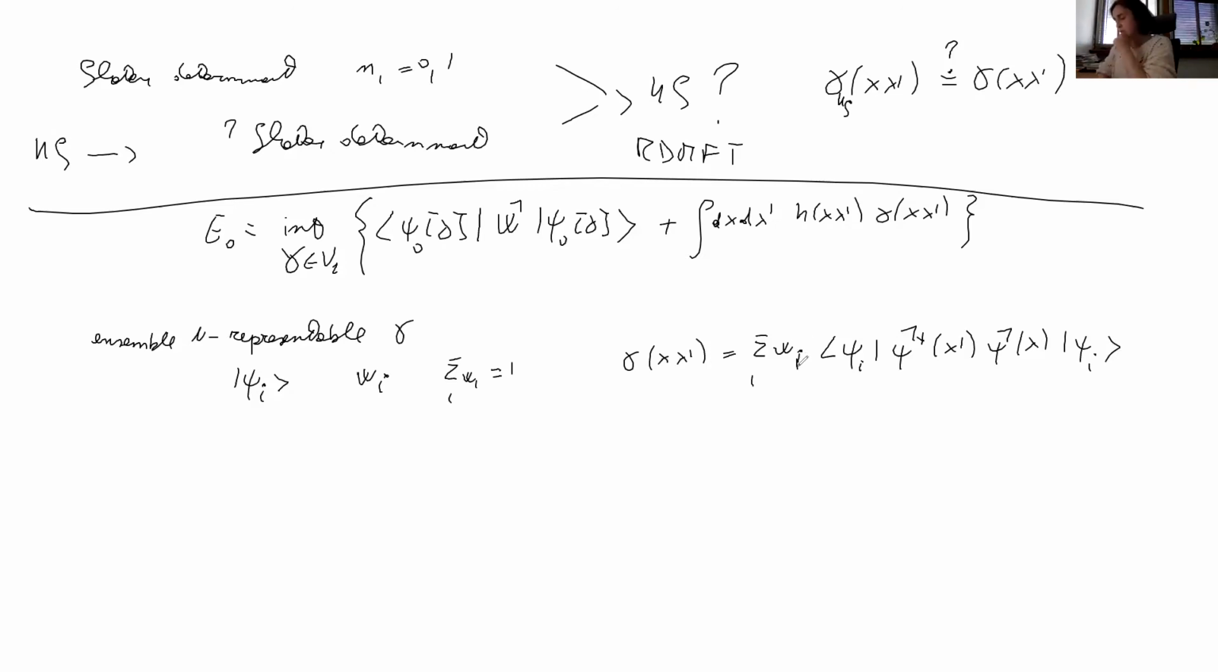So this is what we call ensemble N-representable gamma. And the conditions for a gamma to be ensemble N-representable are simple because they are only these two: the fact that the summation over n_i is equal to N, and the fact that the occupation numbers are between 0 and 1. The first is essentially related to the fact that the total number of particles is N, and the second is related to the Pauli principle.